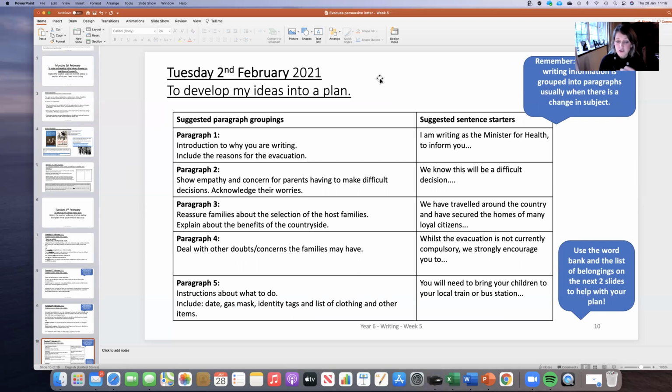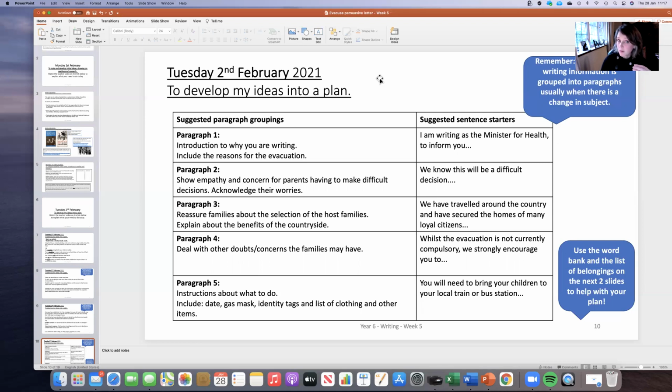Paragraph 2, we've suggested you might want to start showing some empathy and showing your concerns and showing that you understand and acknowledge that they will have worries about this. So you're just communicating, connecting to the readers. Paragraph 3, this is where you can start dealing with the doubts.